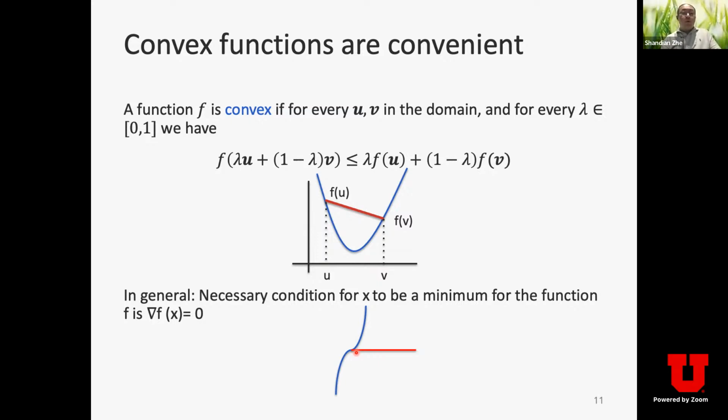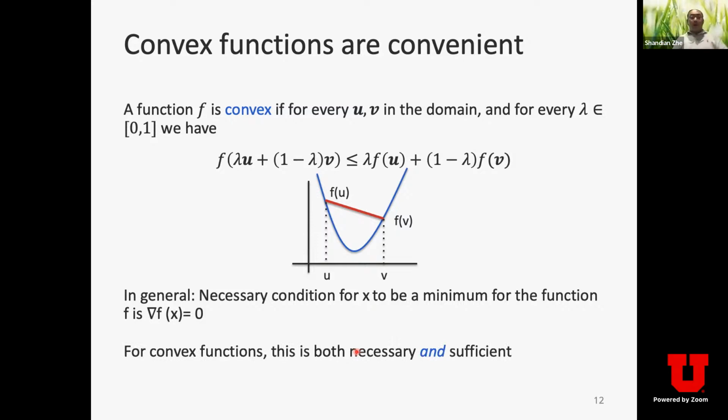However, if you're dealing with a convex function, things become a lot easier. For a convex function, the gradient being 0 is both necessary and sufficient. And there's no difference between global and local minimum. As long as you find some minimum, it will be the global minimum. So convex functions have a lot of very nice properties. That's why people, when doing research, try to focus on a subset of functions which are nice and have a lot of guarantees.